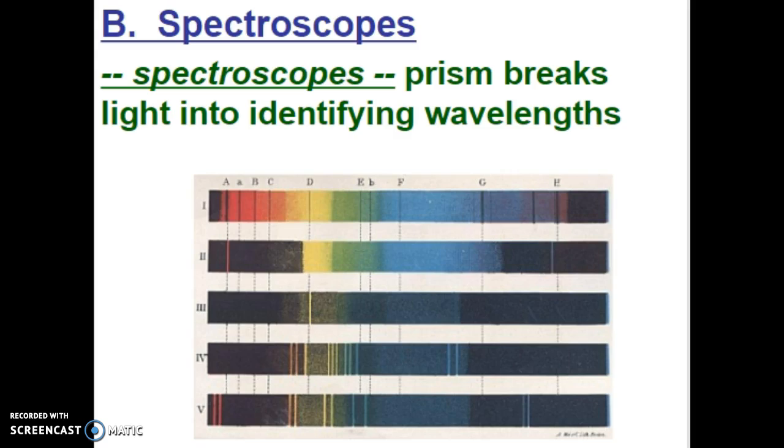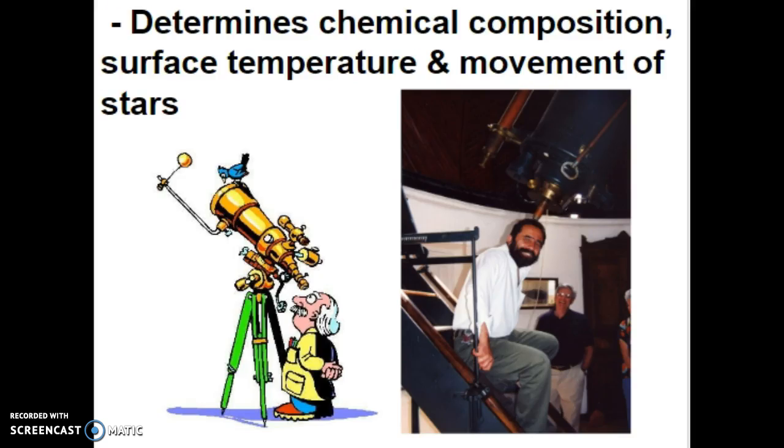A spectroscope is a very special type of telescope that astronomers use. Spectroscope gives a wavelength breakdown of every single star, and it uses a prism to do that. So a prism breaks the light into identifying wavelengths. So a spectroscope is used to almost identify a star. It can give us a general chemical composition of the star, what types of gases are found in it. It can also give us a surface temperature, and it can detect very slight movement of stars. So a lot of times we use spectroscopes to view very deep field stars to notice their motion.